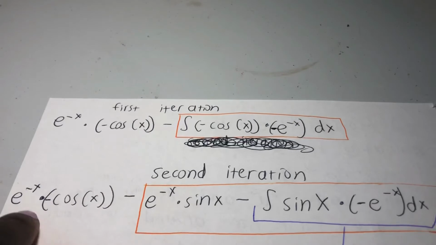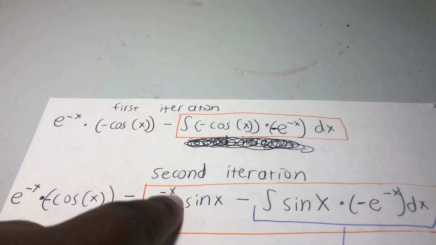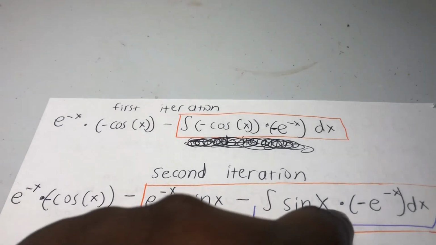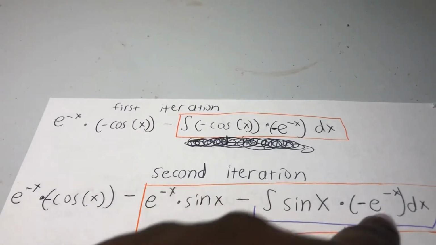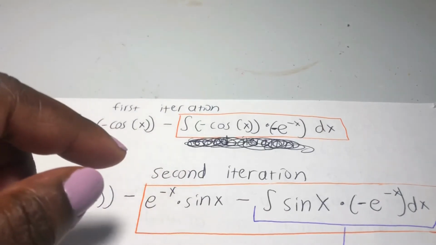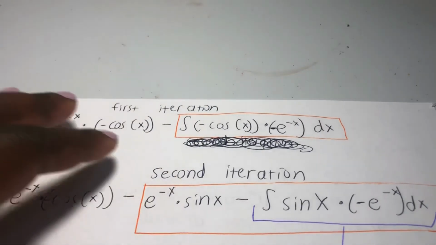For the second iteration, we got e to the negative x times negative cosine x, minus e to the negative x times sine x, minus the integral of sine x times negative e to the negative x dx. This is still two functions multiplied by each other, so we would still have to do it again. But here's the interesting part.